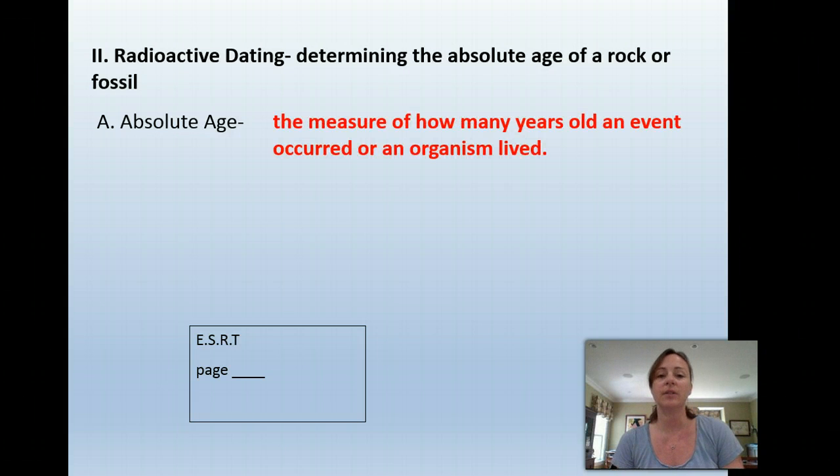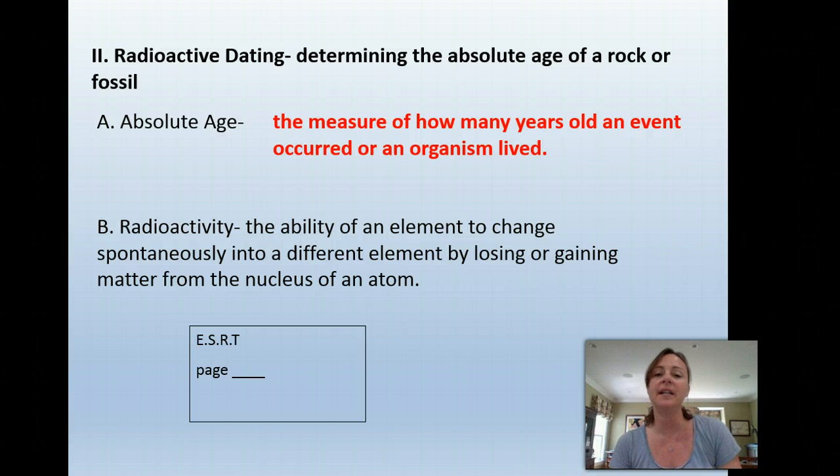And the absolute age of a rock is the measure of how many years ago an event occurred or an organism lived. So instead of just saying a rock is older or younger than another one, we could actually say that this rock is 56,000 years old. We're going to give an age to this rock or fossil. And we use radioactive dating to determine the absolute age of a rock or fossil.